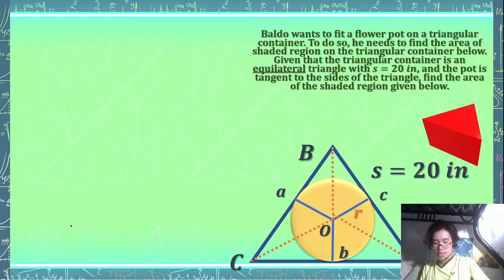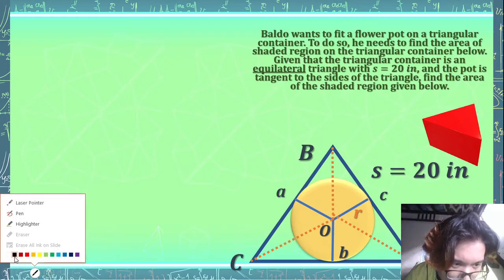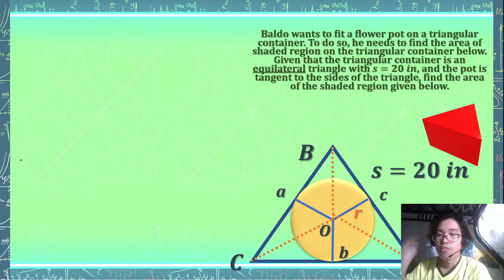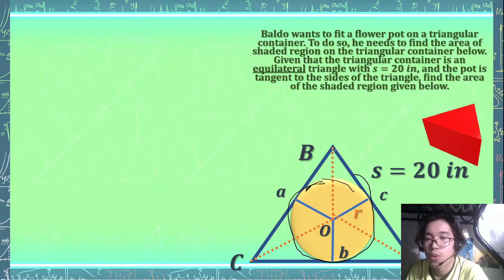So let's try this example. Baldo wants to fit a flower pot on a triangular container. To do so, he needs to find the area of the shaded region of this circle. He needs to find the area of this circle to fit a flower pot inside of the triangular container. So the shaded region is given by this yellow part.